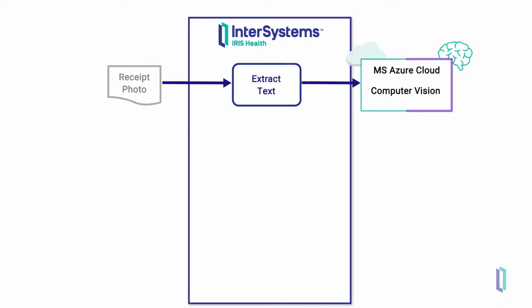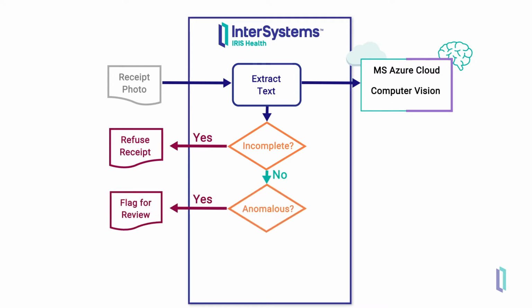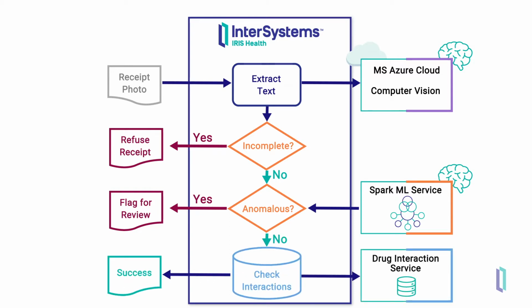The production sends an image of the receipt to an external computer vision service, which extracts text from the image. Next, production logic verifies that all necessary information was read on the receipt, including the provider name and the patient number. As a courtesy service, the production then checks for anomalous prescription information by running the prescription info through a machine learning model. Finally, a database of drug interactions is searched so the user can be informed about their prescriptions. If this application were built in IRIS for Health, connections could be made to electronic medical records and include patient history in the production logic.